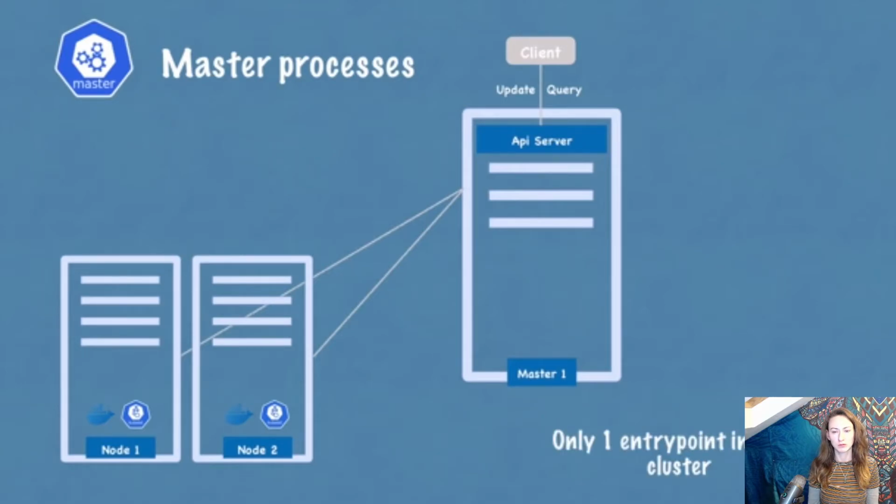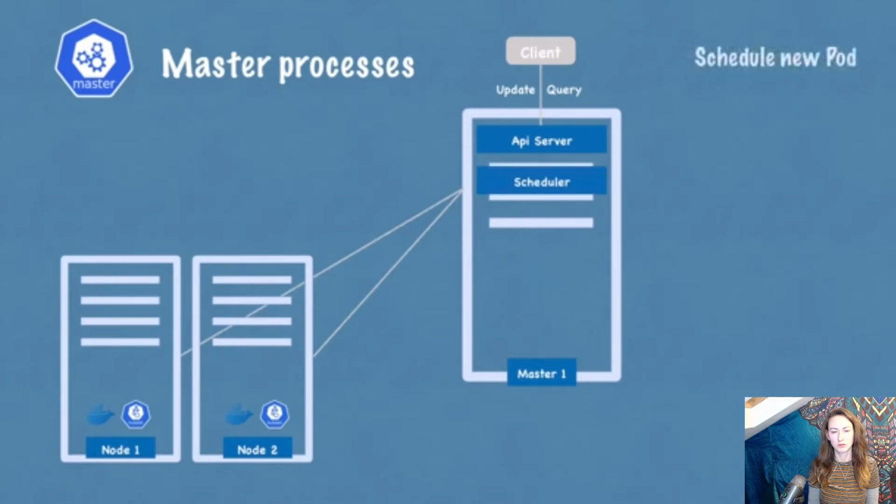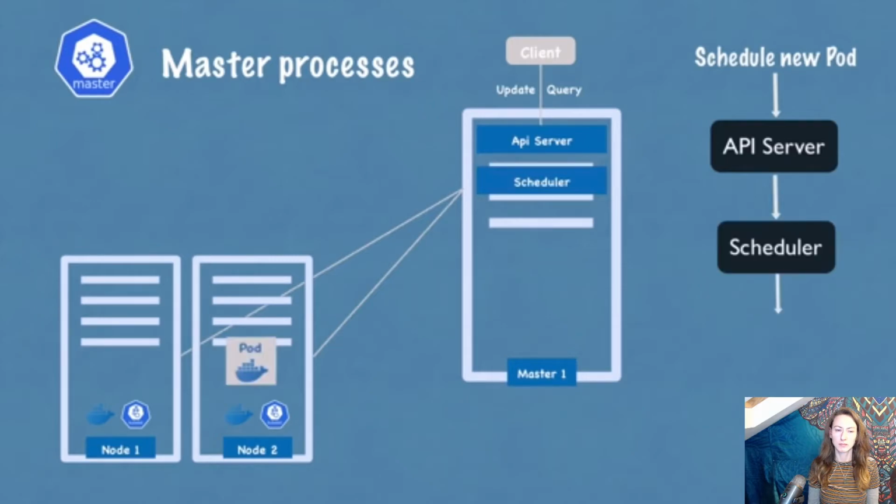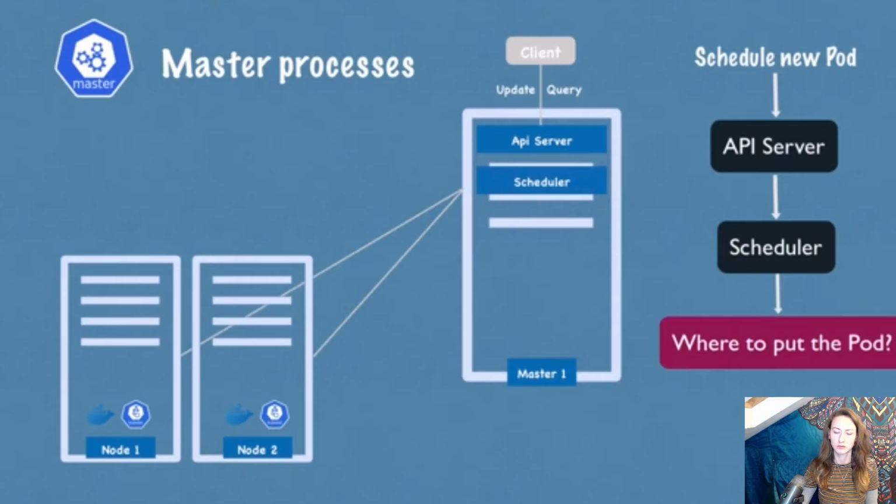Another master process is a scheduler. So as I mentioned, if you send an API server a request to schedule a new pod, API server, after it validates your request, will actually hand it over to the scheduler in order to start the application pod on one of the worker nodes. And of course, instead of just randomly assigning it to any node, scheduler has this whole intelligent way of deciding on which specific worker node the next pod will be scheduled, or next component will be scheduled.